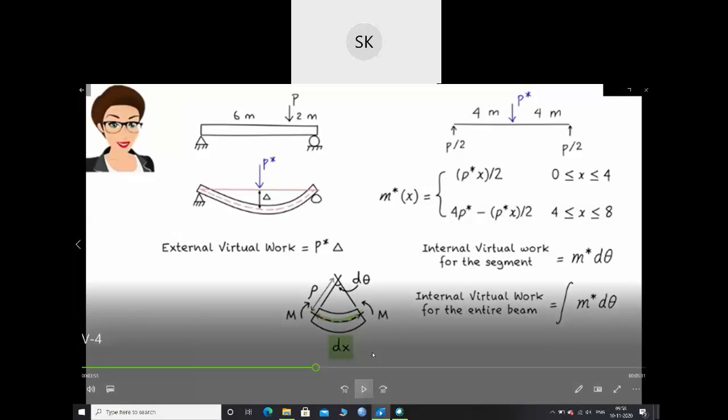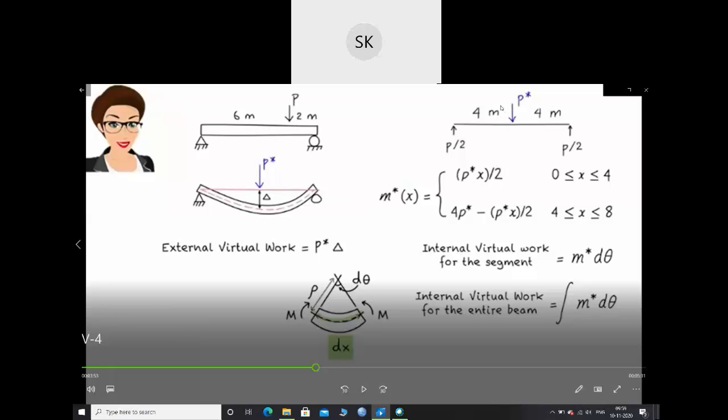So see, a beam is given. They've applied a virtual load. Actually, that is the beam with P load. It is at a distance of 6 meter and 2 meter. So we are taking a beam, and applying a load at the center, a virtual load P star. Okay, and we have found out the moment equations for two sections.